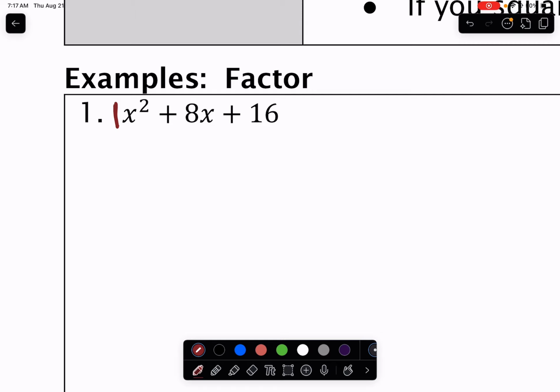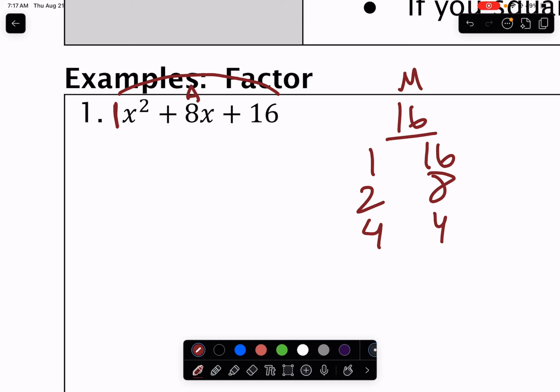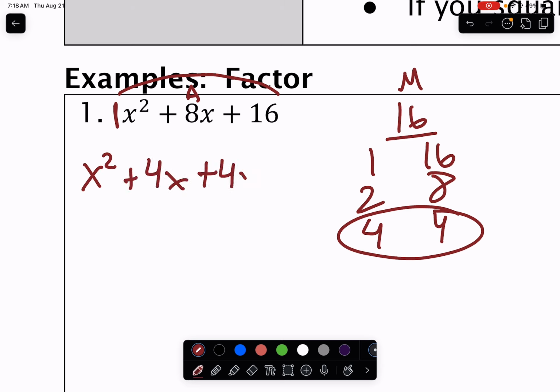This is like a 1 out in front, right? So we do 1 times 16. I want to multiply to 16 and add to 8. I get 1, 16, 2 and 8, and 4 and 4. Then I'm like, okay, well, I want to multiply to a positive, add to a positive, so they're both going to be positive. And the two numbers that are going to work here are going to be 4 and 4. So I do x squared plus 4x plus 4x plus 16.